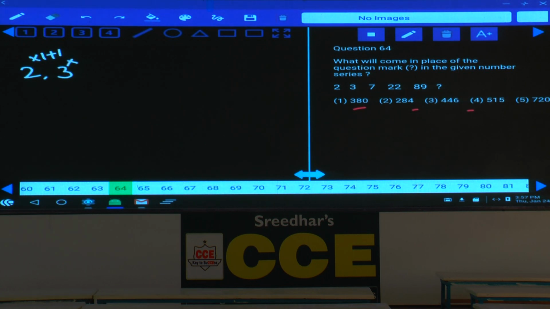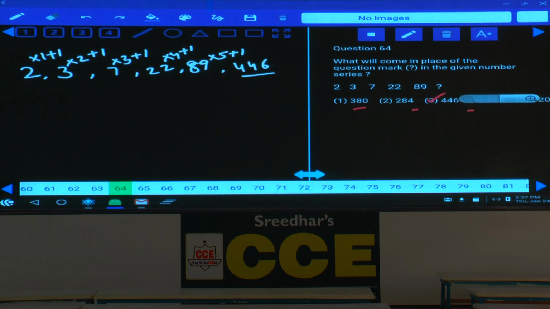Next one, 3 and 7 can be written as 3 into 2, 6 plus 1 is 7, and 7 into 3 is 21 plus 1 is 22, and 22 into 4 is so much? 88 plus 1 is 89. So it is into 1 plus 1, into 2 plus 1, into 3 plus 1, into 4 plus 1. Next one is into 5 plus 1. What is 89 into 5? 89 into 5 plus 1 will be 445 plus 1, 446. That is choice 3. The given numbers are multiplied with 1, 2, 3, 4, 5 and 1 is added. Question number 64. Then question number 65.